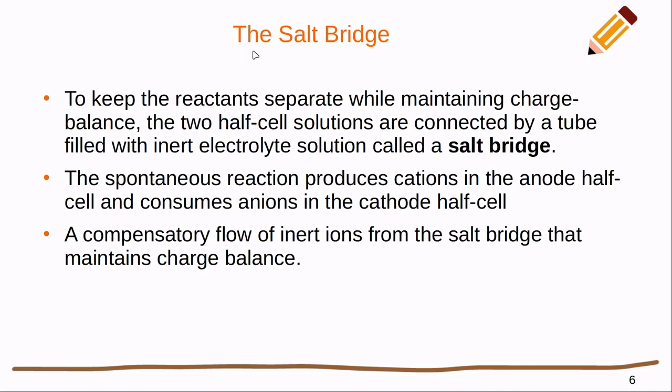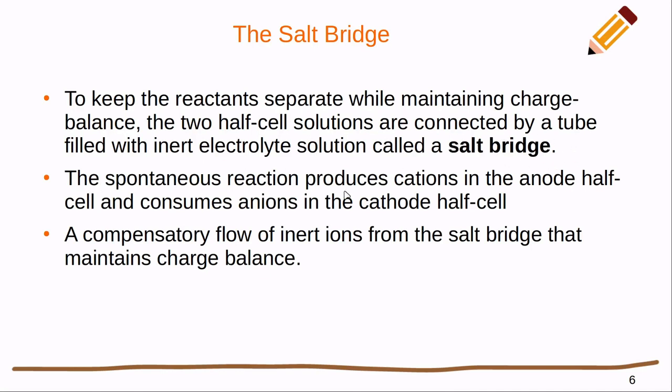Now, we can't actually just separate it and just have the reaction take place, because ultimately we're going to create a circuit, meaning that we need to have it be a complete and total closed loop. If you ever learn anything about circuits in physics or in electronics, all circuits are loops. They always come back to where they started. To keep the reactants separate while maintaining charge balance, the two half-cell solutions are connected by a tube filled with an inert electrolyte solution. We call this the salt bridge.